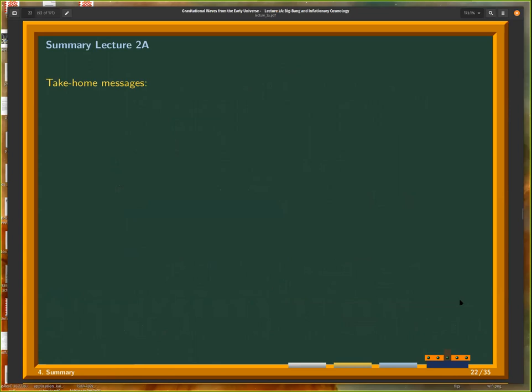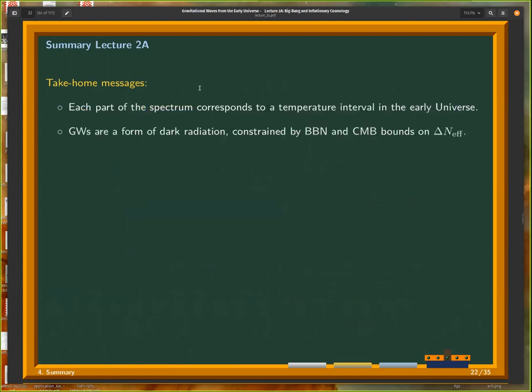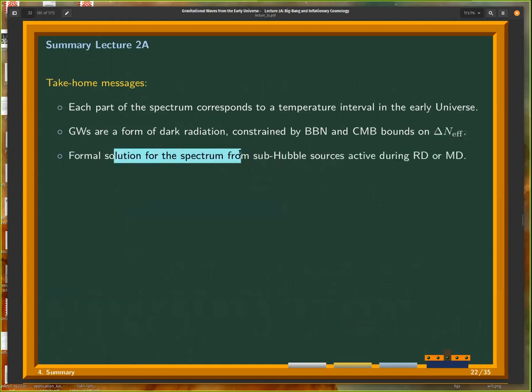Okay, so let's wrap up here. Here are the take-home messages for this first lecture. I tried to tell you that each part of the spectrum corresponds to a temperature interval in the early universe. I argued that gravitational waves are a form of dark radiation and can be constrained based on BBN and CMB bounds on delta N effective. And we talked about this a bit. I showed the formal solution for the spectrum of gravitational waves from sub-Hubble sources during radiation domination and matter domination.